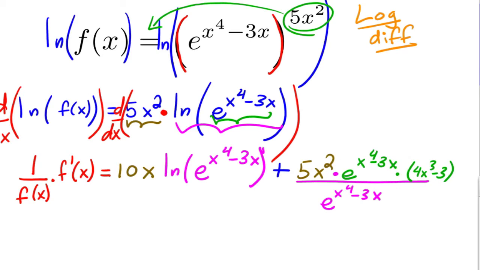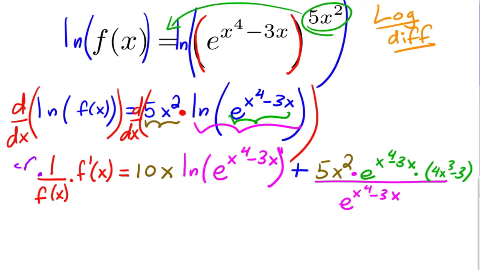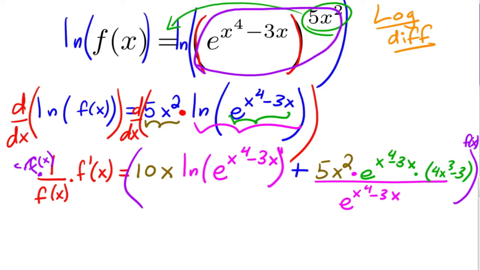Okay, notice, we're pretty much done here. We would multiply both sides now by f of x, and then f of x is simply my original function right here. But I want you to notice something interesting. I did it on purpose just to see if you guys would notice. These two cancel. They're the same.